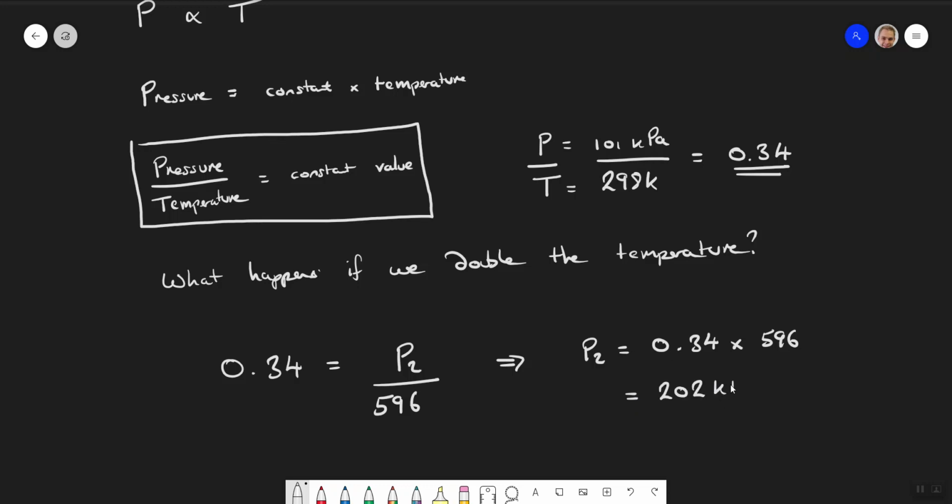And lo and behold, we get 202 kilopascals. If you type in exactly 0.34, you're going to get a slightly different number, because this is 0.3389 or something.